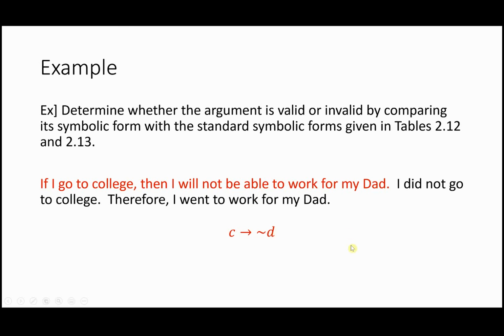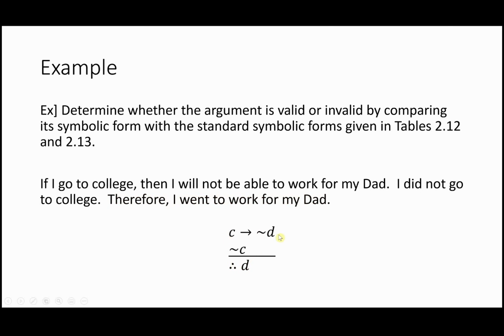Okay. Then from there, I will translate the second statement into tilde C because it reads I did not go to college, right? So that's no on the college. And then the final statement, so, bust out a horizontal line and a triple dot indicating the word therefore, I went to work for my dad. Now that's just going to be a standalone D, okay? So looking at this structure here, do any of the standard valid argument forms or standard invalid argument forms match this particular argument?